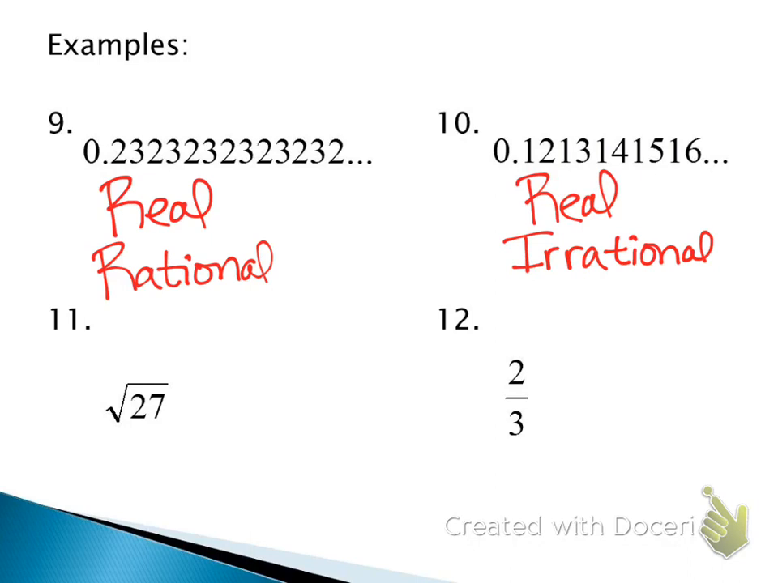All right, on number 11, we have the square root of 27. Does anybody recognize that as a perfect square number? I would hope you don't. That is not a perfect square number. So there's no number we could multiply by itself to get 27. What that means is that this is not going to come out to be nice. It's going to equal 5 point some decimal that keeps going on and on and on.